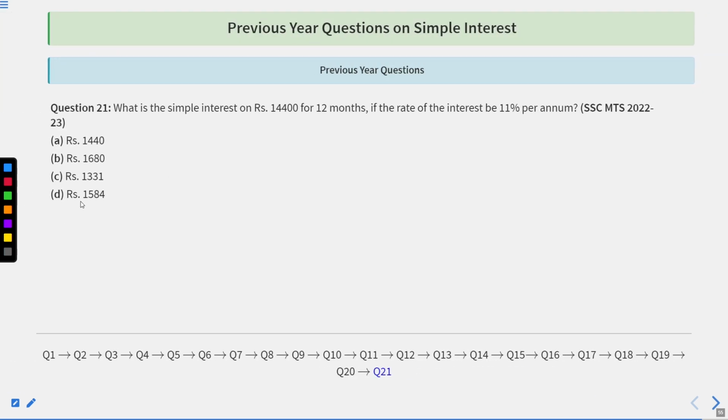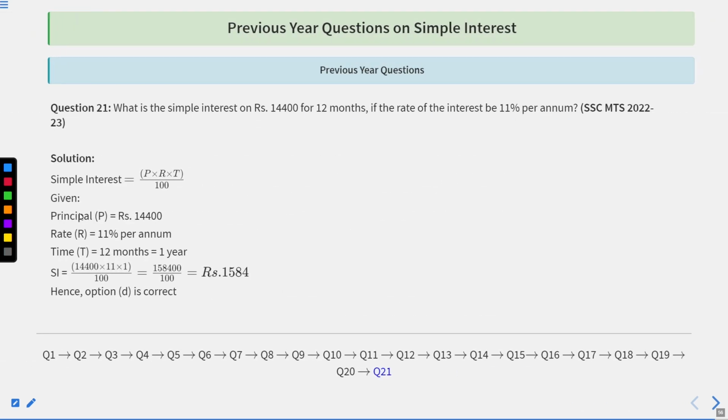Question number 21. What is the simple interest on rupees 14,400 for 12 months, if the rate of interest is 11% per annum? So the simple interest is given by principal into rate into time upon 100. Here principal P is given by 14,400 rupees and the rate R is given by 11% per annum and the time T is 1 year.